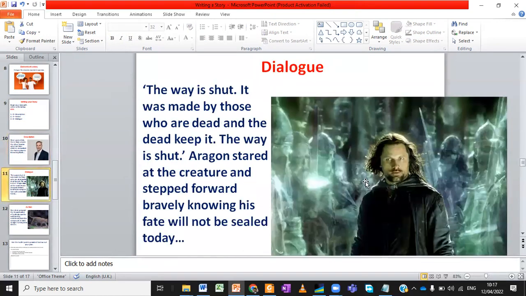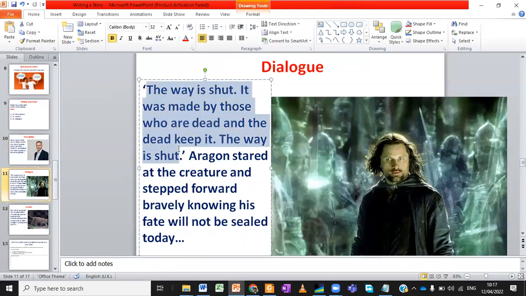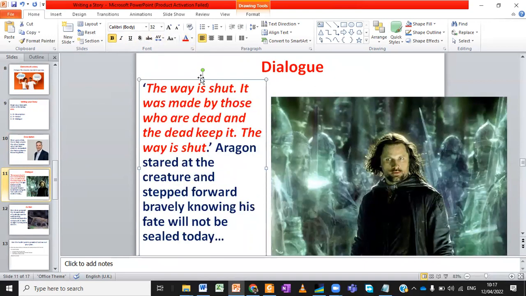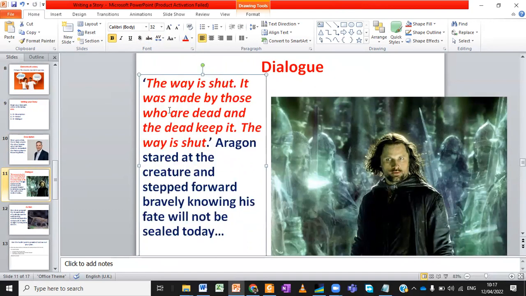Now, this dialogue is taken from Lord of the Rings, one of my favorite books and one of my favorite lines in the 3rd trilogy, Return of the King. He said, the way is shut. It was made by those who are dead, and the dead keep it. The way is shut. Now, when you start a story with dialogue, a very strong dialogue, you will capture the mind of the reader. From this, now you know the movie is going to be filled with action.